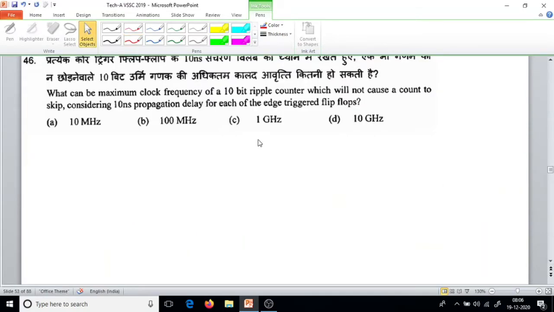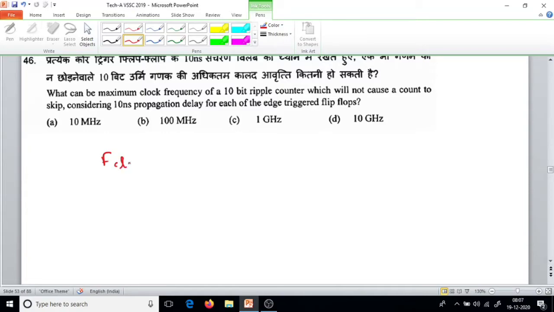We'll go to question number 46. What can be the maximum clock frequency of a 10-bit ripple counter which will not cause a count to skip, considering 10 nanosecond propagation delay for each of the edge triggered flip-flops?